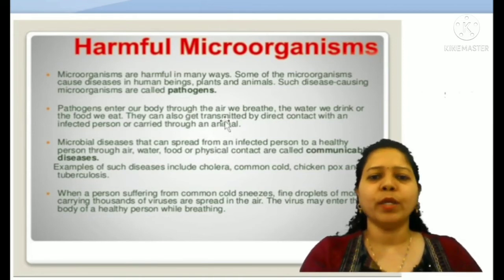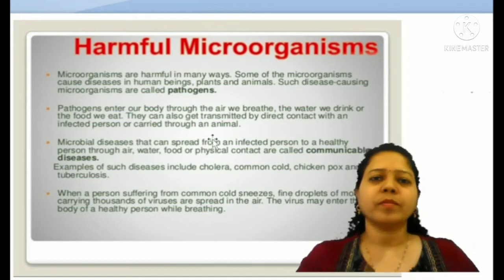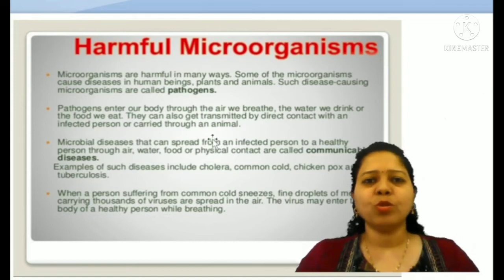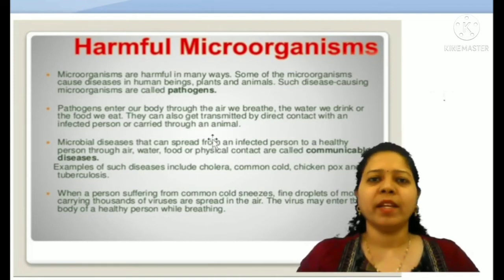Pathogens enter our body through the air we breathe, the water we drink, and the food we eat. They can also get transmitted by direct contact with an infected person or carried through an animal. See how these pathogens enter our body. They enter through the air we breathe, the water which we are drinking, and the food which we are taking. Through that, or through direct contact with any person, they can enter our body.